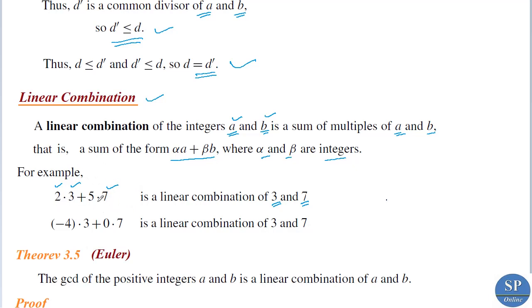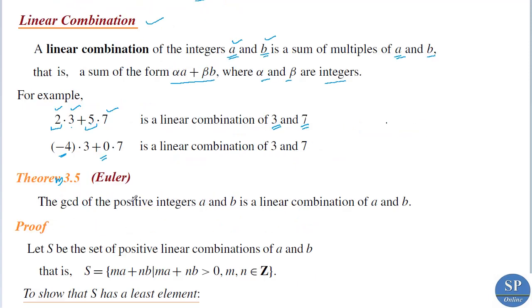So this is a linear combination of 3 and 7. Here we have taken alpha equal to 2 and beta equal to 5. Also, this is another linear combination of 3 and 7, taking alpha equal to minus 4 and beta equal to 0. Now we have a theorem, Euler's theorem, theorem 3.5.